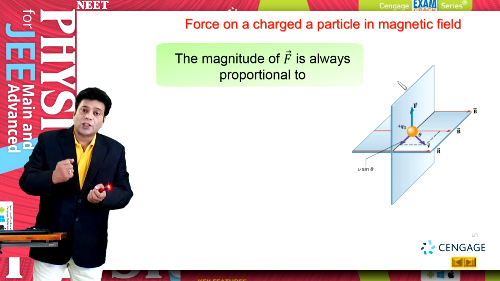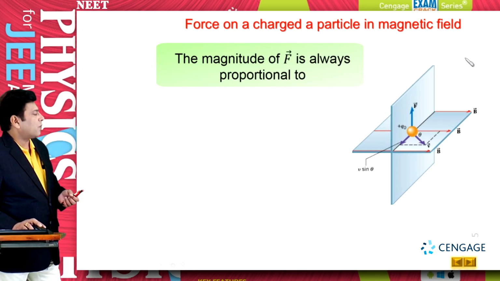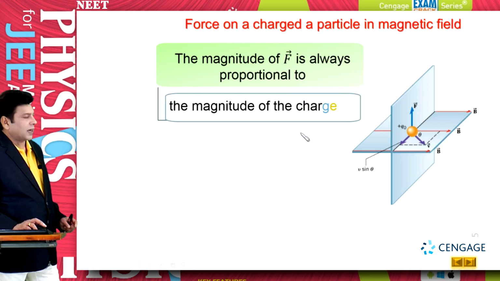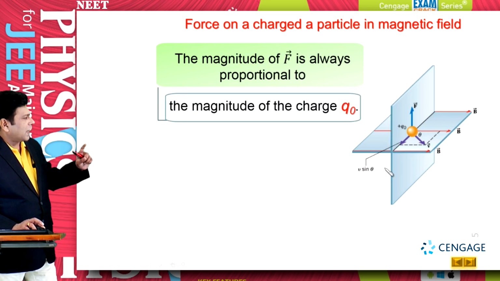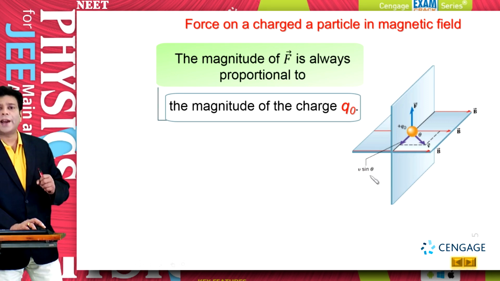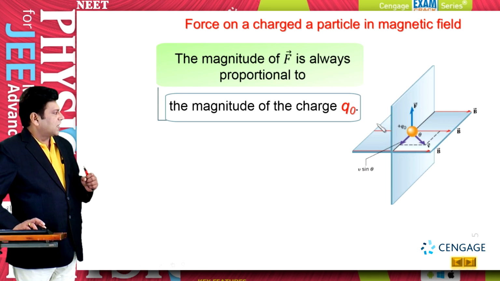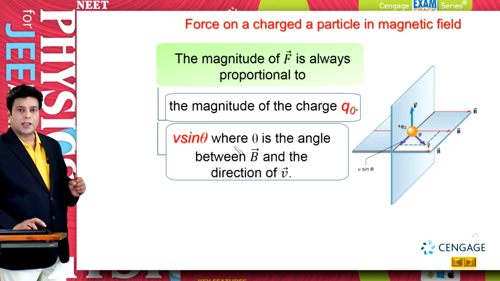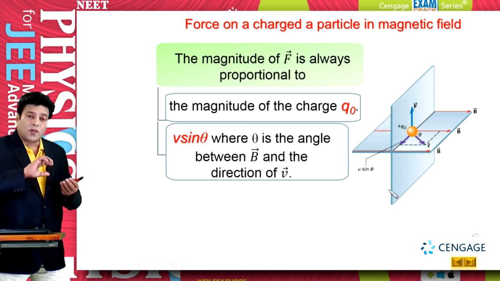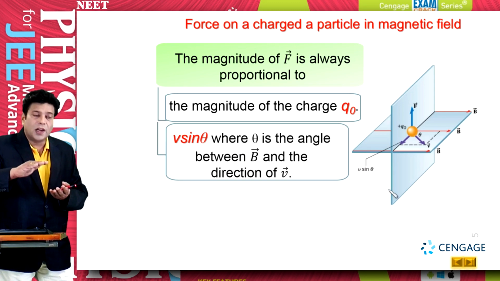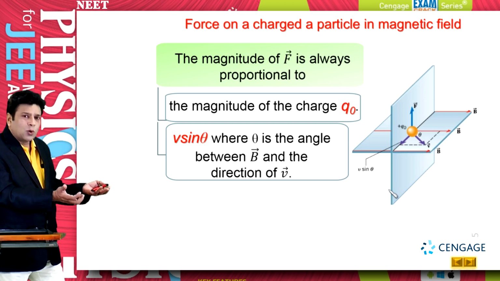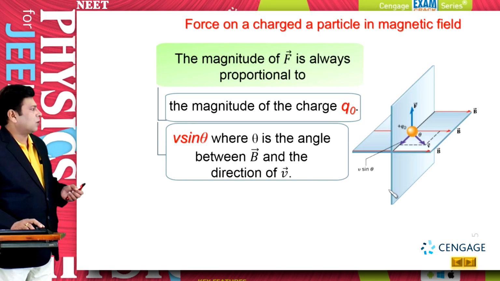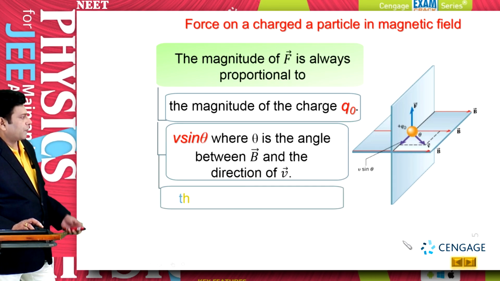Greater the magnitude of the charge, greater the force. So here we can write F is proportional to charge, that is Q naught. And as we discussed, V sin theta is the important direction, so this force is proportional to V sin theta. Correct? That is V sin theta. And also, if we increase the magnitude of the magnetic field, we find the value of the force also increases. That means the magnitude of the force is proportional to the magnetic field B.